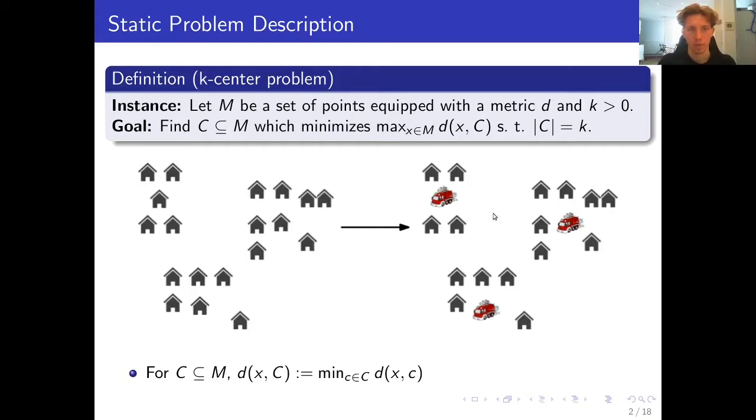So first to the static problem description. We will first define the K-Center problem. In the K-Center problem, you're given a set of points M, which is equipped with a distance metric d and an integer k greater than 0. The goal is to find a set of centers C, which is a subset of M, which minimizes the maximum distance from any point to a center, such that the size of the set of centers is equal or smaller than k.